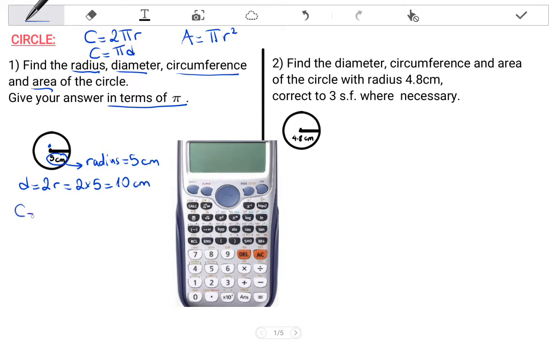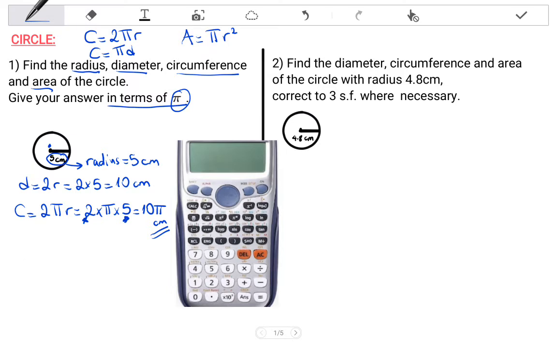And for circumference, I'm going to use 2 pi r. So instead of r, I'm going to substitute 5. And then, because the answer is wanted in terms of pi, I leave pi in the calculation. So multiply 2 and 5 together. That makes 10, and write down pi next to it. So 10 pi centimeters is circumference.